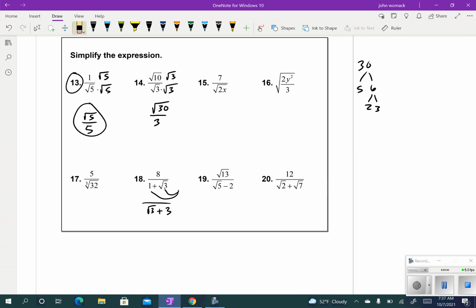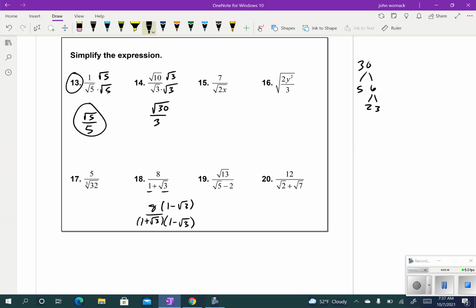If you're trying to rationalize the denominator, and you have 1 plus something, if you have a plus or a minus in there, then you need to times by its conjugate. So if I have 1 plus the square root of 3, I'm going to times it by 1 minus the square root of 3. So the conjugate, you have the same two terms, 1 and the square root of 3, but one has a plus and one has a minus. If I times the bottom of the fraction by that, I have to times the top.